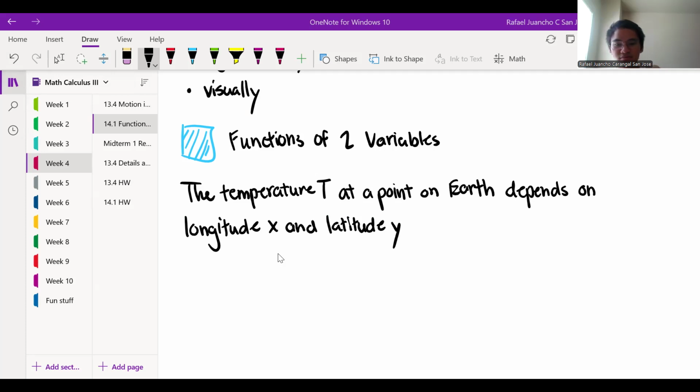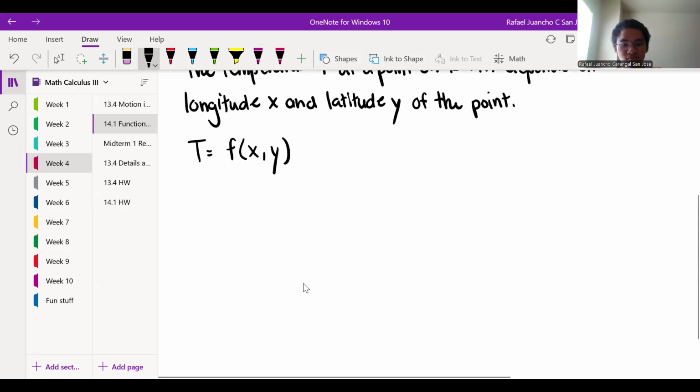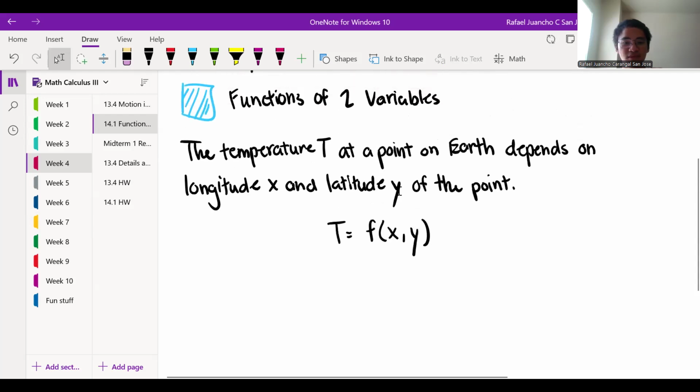And here we can think of a function with two variables, right? So we say that this is the temperature of that point, which is some function f of x and y, right? That's one example. So here we're talking about it verbally.